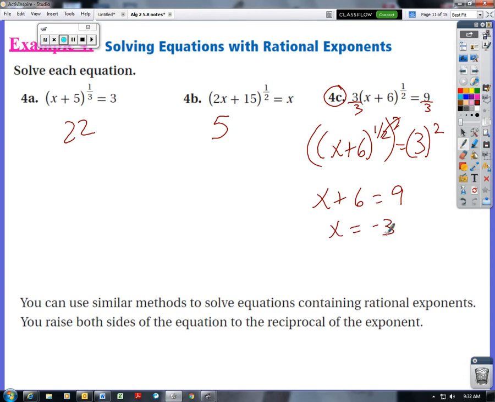I subtract 6 from both sides. Aren't these fun? Oh gosh, look at that bad mistake. Okay, -6. 3. These are so much fun. I just love it.